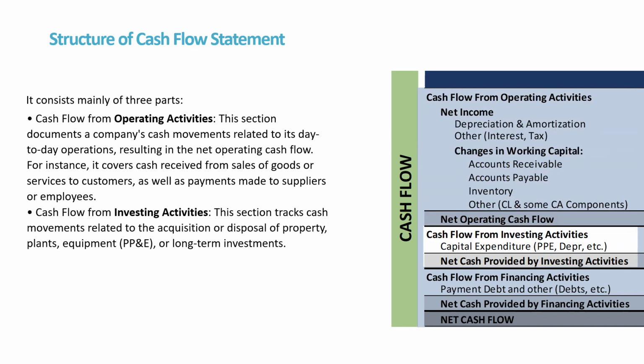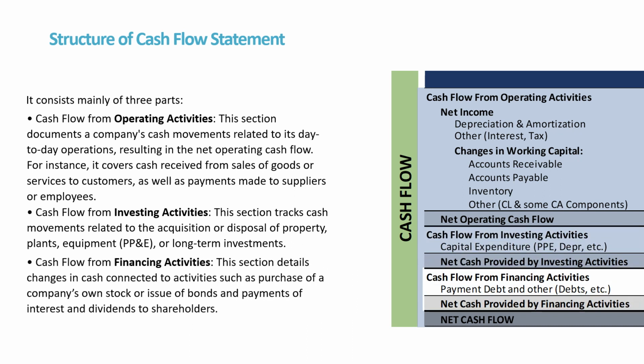Next is the cash flow from investing activities. In this part, we reflect cash movements related to the purchase or sale of property, plants, and equipment, shortly called PP&E, and long-term investments. Essentially, it helps us understand the company's investments and divestments.